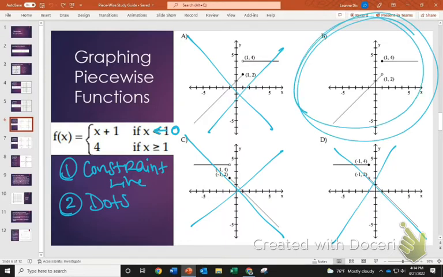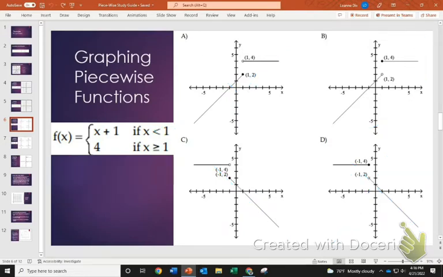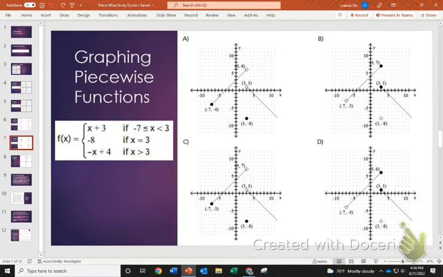Okay, and we're going to do one more because I want to show you the third strategy really fast. That third strategy is when we calculate. So here's the new problem. My constraint number is fine, and if I look at my dots, I know that the -7 is going to be a closed dot because of that equal to part, and the 3 is going to be an open dot. So between -7 and 3, it should be a solid on the left and an open on the right. So A works out so far.